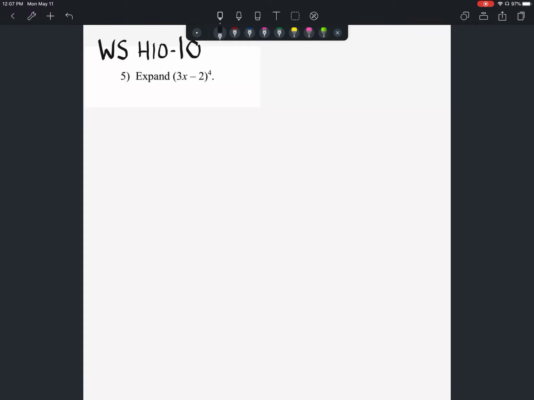This is problem number 5 from worksheet H10-10. The directions are asking us to expand the quantity of 3x minus 2 to the 4th power. In doing this binomial expansion, I'm going to use the shortcut. Rather than multiplying 3x minus 2 times 3x minus 2 times 3x minus 2 and so on, I'm going to use Pascal's triangle to help set up the coefficients.